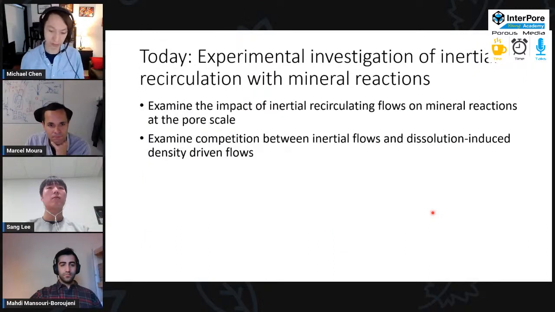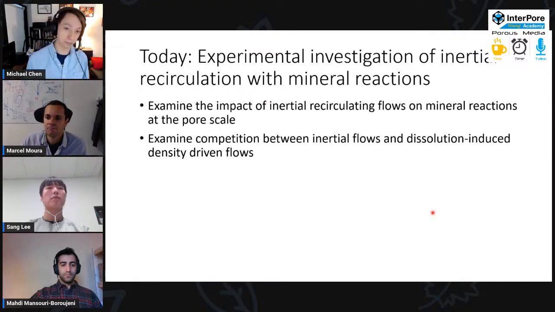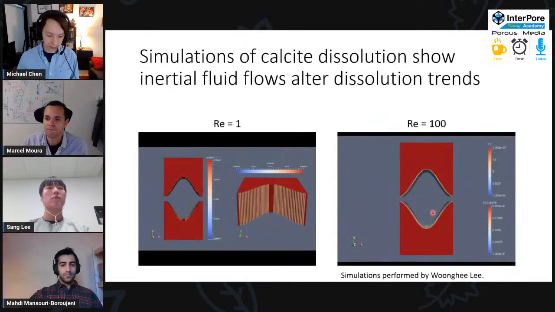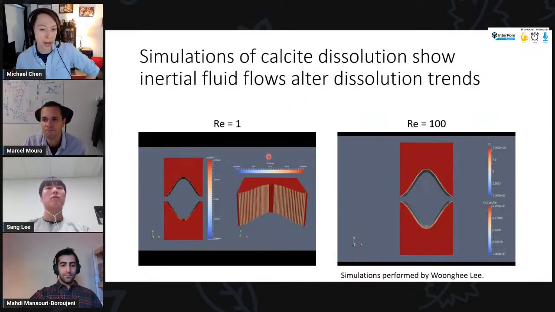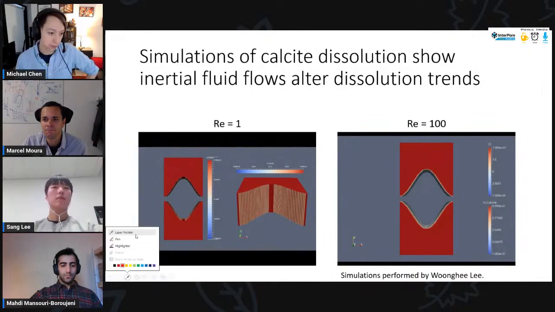We're going to mainly focus on some experimental work, and we're really focused on a representative pore scale type system. As a little bit more background, my colleague Woong-hee Lee, who's also in Peter Kang's lab, has done some simulations looking at just inertial flows with calcite dissolution to give us a sense of at least how the inertial flows should influence dissolution trends. We, at low Reynolds number, I'll show you our little video here. Oh, no, I got to switch back to the mouse, maybe.